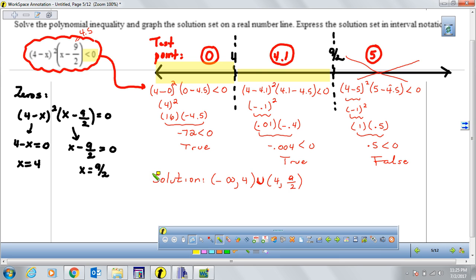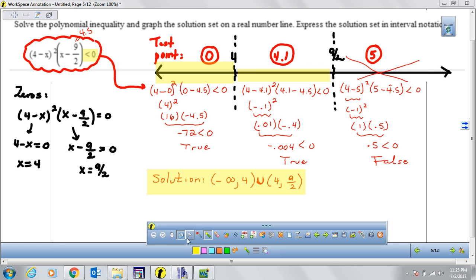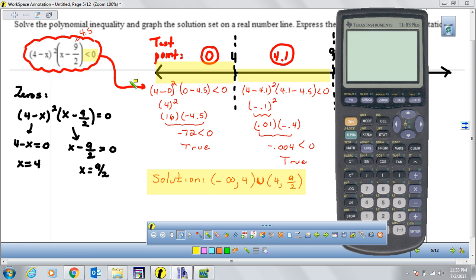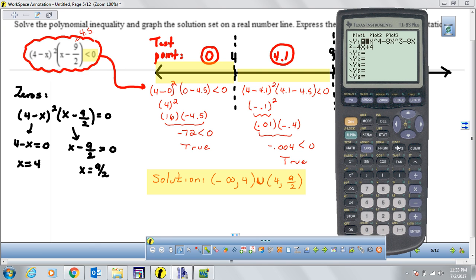So my solution is any number from negative infinity to 4, or any number from 4 to 9/2. It is a solution. Now, let me show you. If we were to graph it, what were we looking for? Less than 0 means we're looking for all of the values of x for which the function lies below the x-axis. So we go to the y equals, and we put this in the graph, 4 minus x squared, and in another parenthesis, x minus 9/2, and we go to the graph.